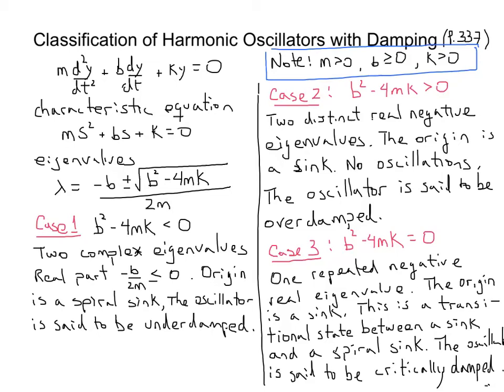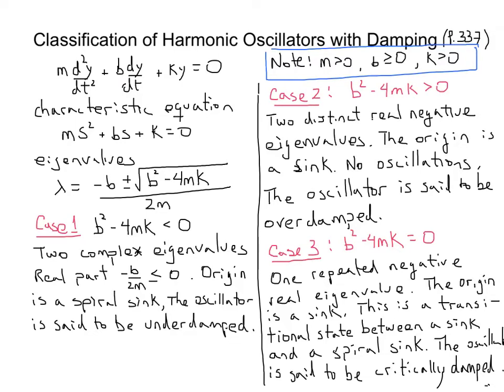This is a discussion from section 3.6 of the classification of harmonic oscillators with damping. To begin with, in this case, we're dealing with a second-order differential equation that describes a harmonic oscillator with K as a spring constant, M as the mass, and B as the damping coefficient. And the solutions of this type of differential equation show three types of behaviors.